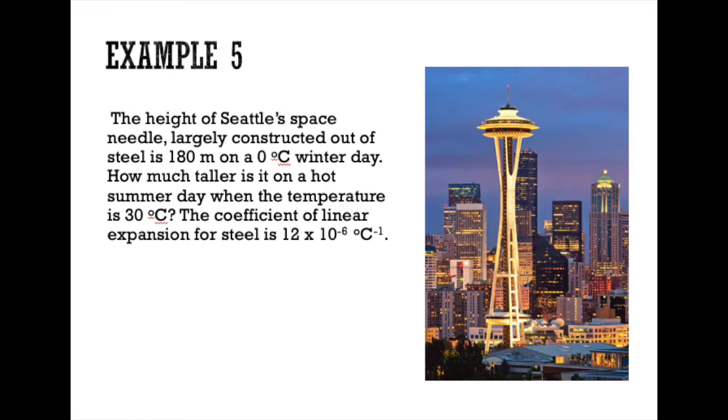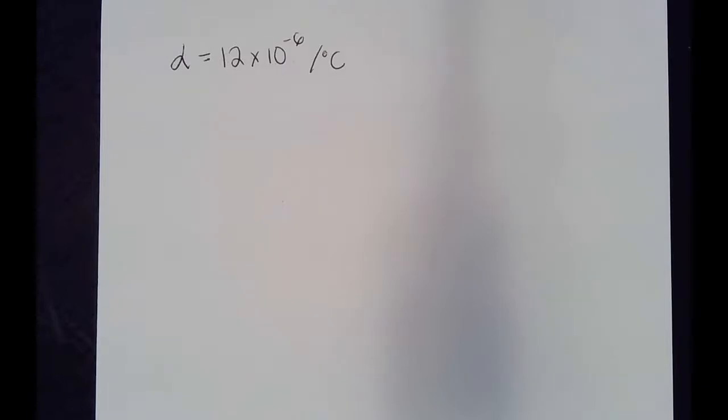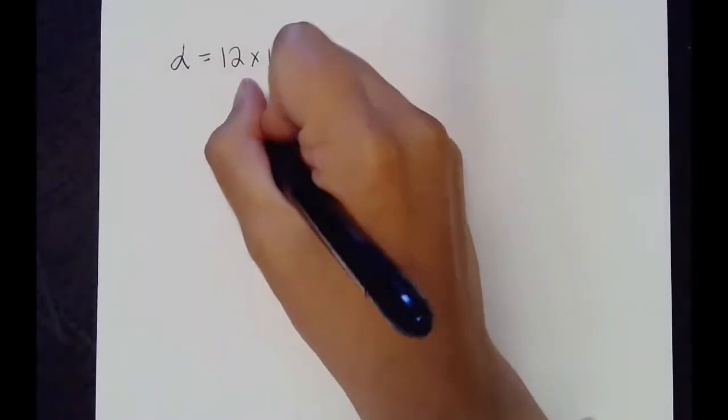Example 5, the height of Seattle's Space Needle, mainly made out of steel, is 180 meters on a 0 degrees Celsius winter day. How much taller is it on a hot summer day when the temperature is 30 degrees? All right, so we'll need to find the coefficient for steel. It's 12 times 10 to the -6 per degree Celsius, which you can look up in a chart. And then we want to find the change in length.